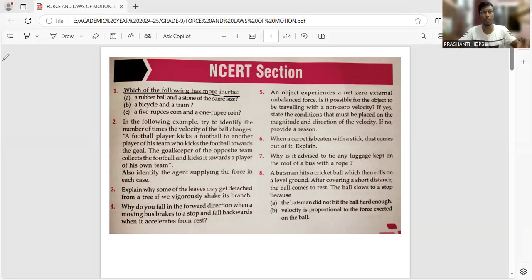As we all know, inertia is a property, which means the tendency of a body. If a body remains at rest, it will remain at rest only. If it remains in motion, it will remain in motion only, according to Newton's first law.